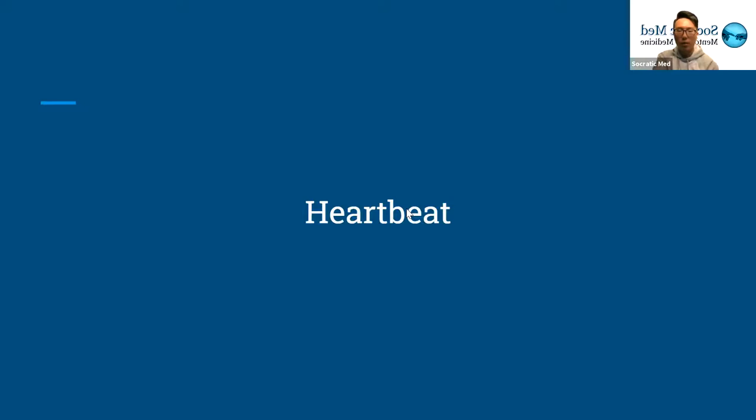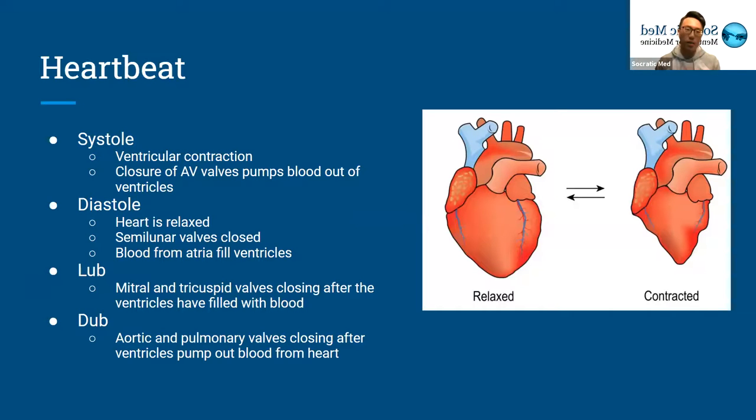So then I'm going to go over a general heartbeat. A heartbeat consists of two different parts, systole and diastole. Systole is when the ventricles are contracting and sending blood from the heart to either the lungs or the systemic circulation to the rest of the body. For this to happen, the AV valves, the valves between the atria and the ventricles, have to be closed to prevent backflow of the blood and to create the pressure needed for the ventricles to send the blood all the way from the heart to your toes.